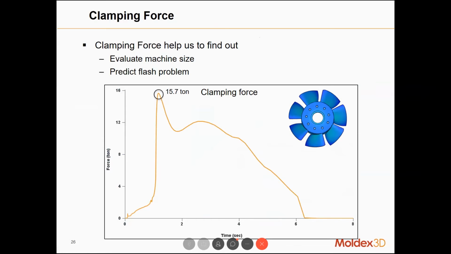So the last one in the packing phase is the clamping force. And the history curve can be found in the XY curve item under packing phase and helps the user to determine the required machine spec and predict the potential flash problem.